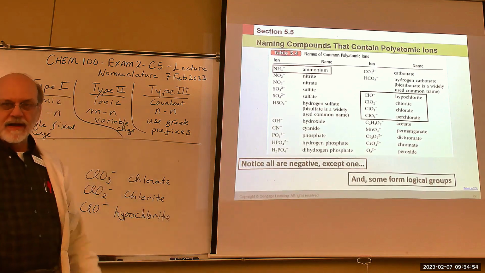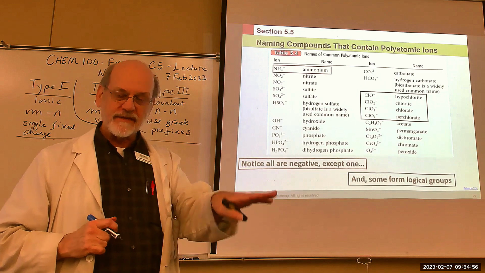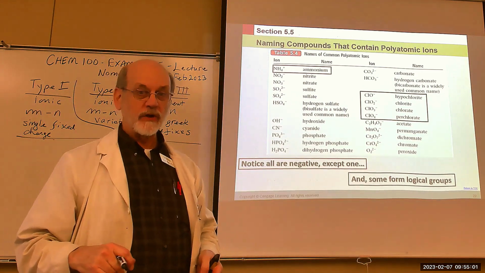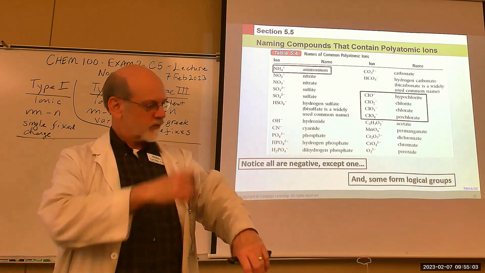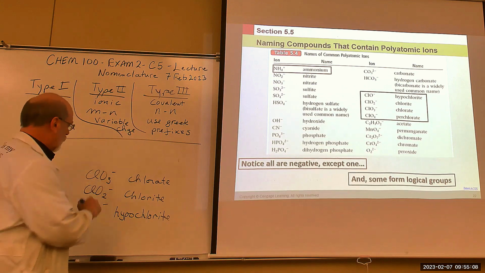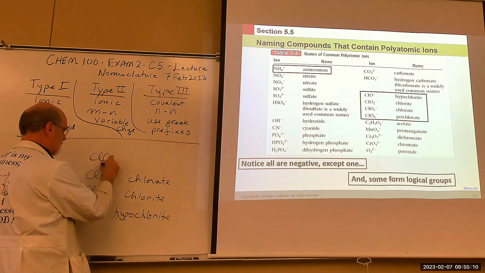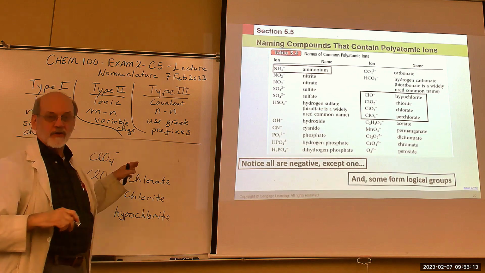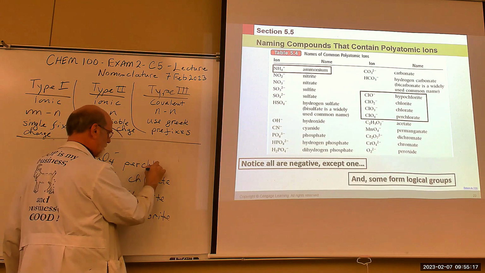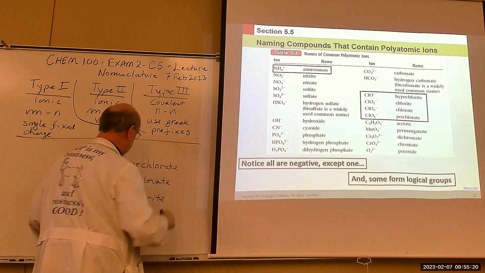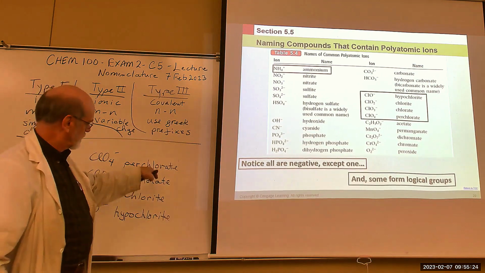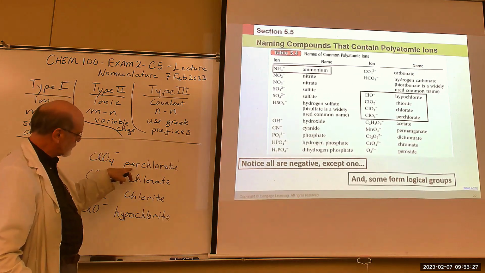Hypo is the Greek prefix that means underneath. That's why when you get a shot, they use a hypodermic needle, one that goes underneath the skin. Then we can go one more in the other direction, so we need another prefix. The prefix for this one is per. That means above, so greater than chlorate. We just add another oxygen and get per.